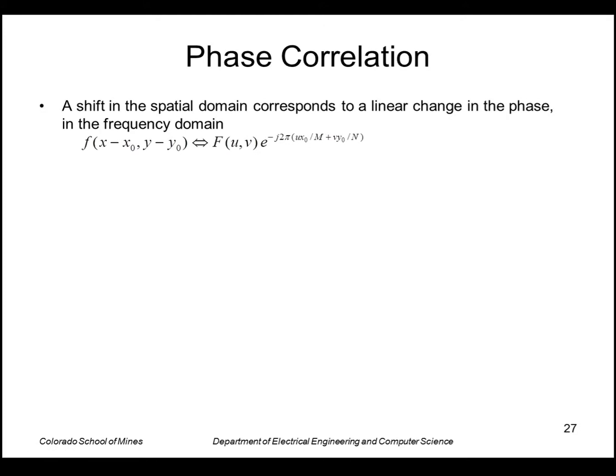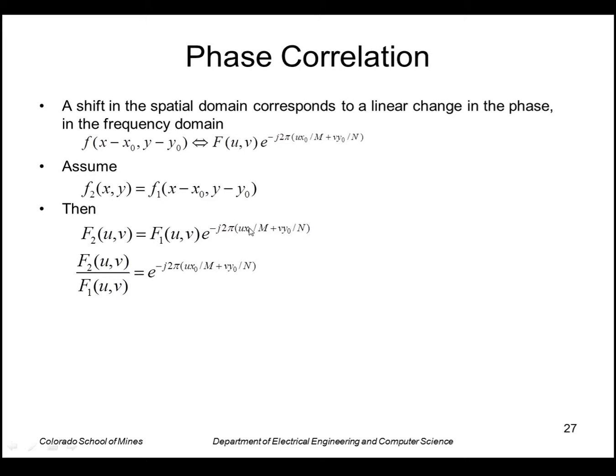Okay, so the way we're going to do this is to use the translation property of the Fourier transform. So recall that a translation in the spatial domain results in a phase change in the frequency domain by this amount here. So assume that we have two images. One is shifted with respect to the other by x0, y0. That means that the new transform is equal to the old transform, but where every point uv is multiplied by this exponential here.